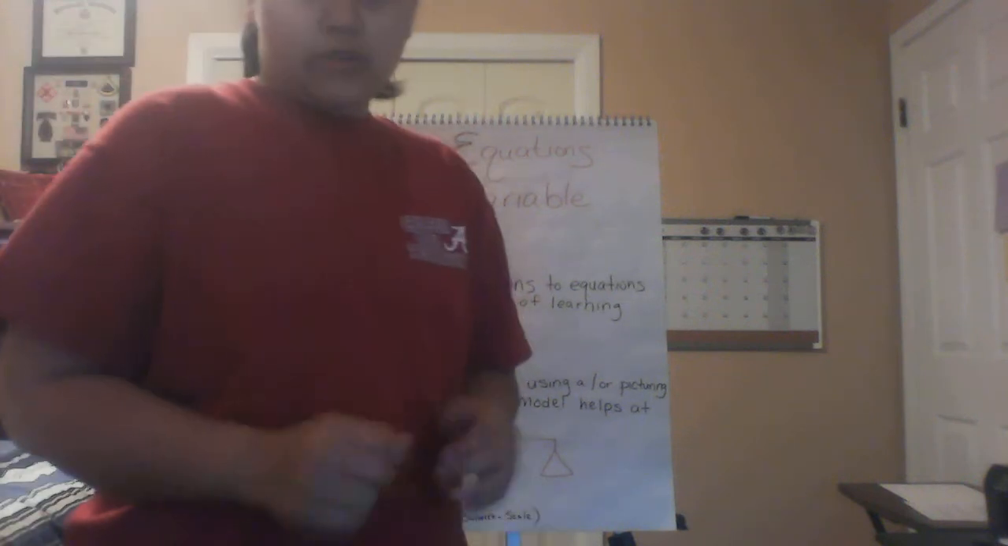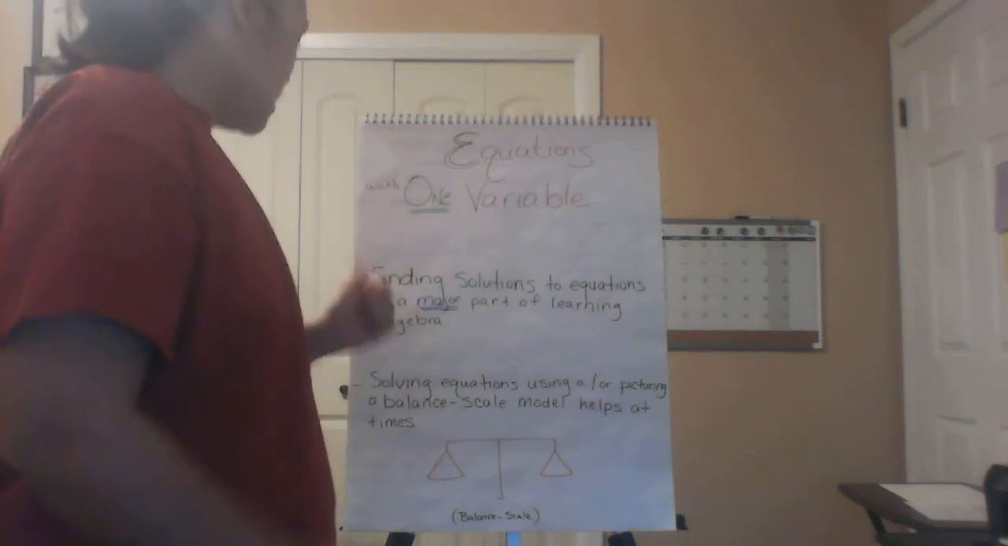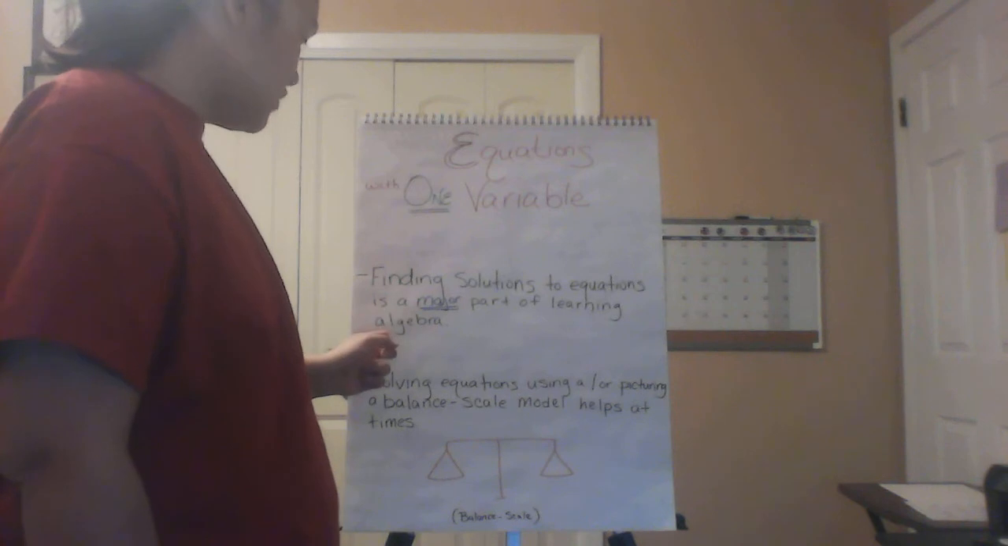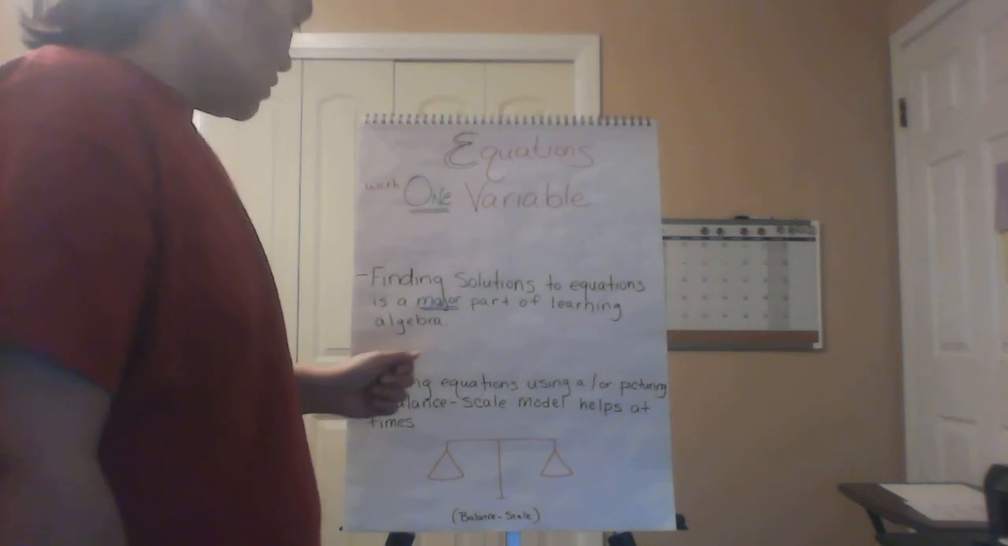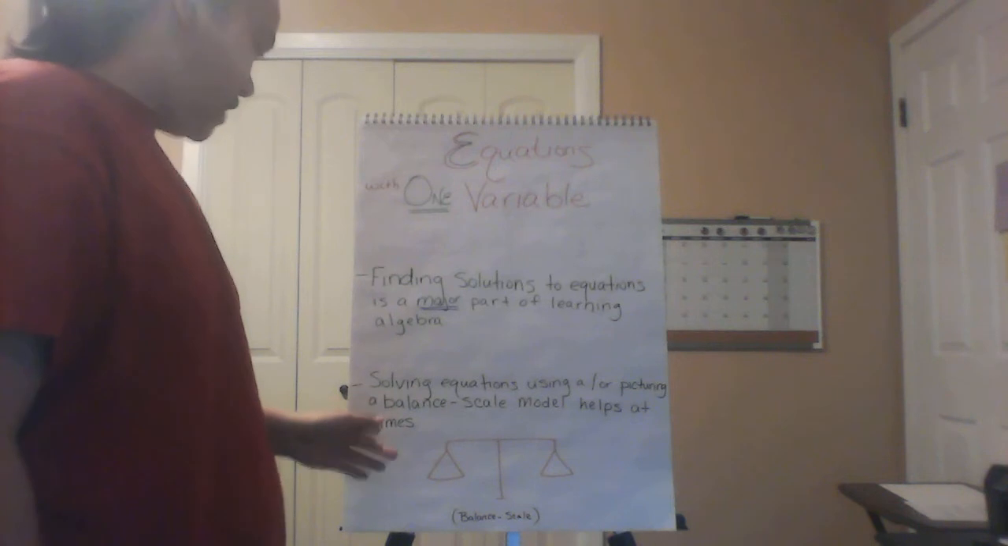I'm going to be learning about equations with one variable today. Now the important thing about this is that for equations in algebra, finding solutions to the equations is a major part of learning algebra. Now the best way for children to think of it is in terms of a balance scale.